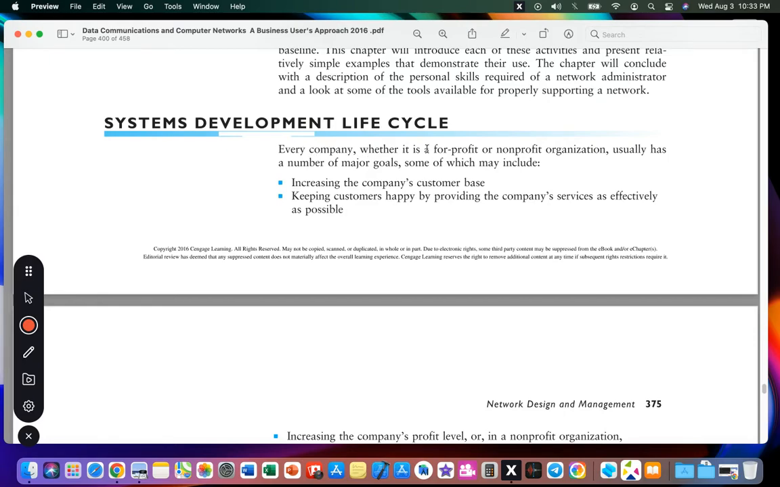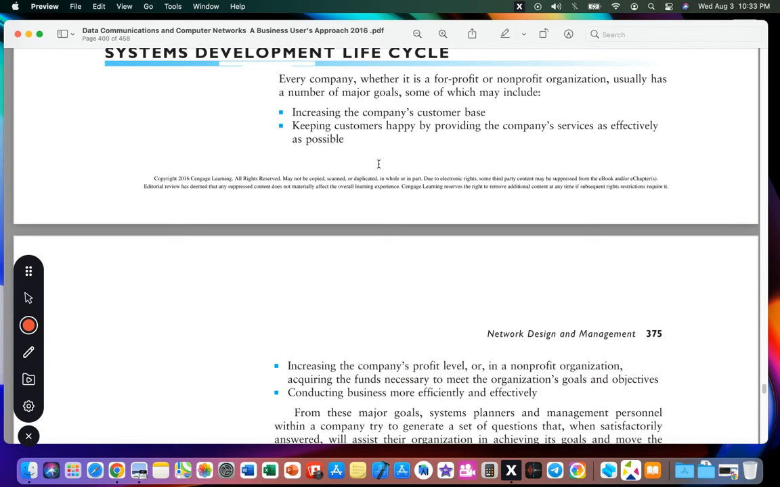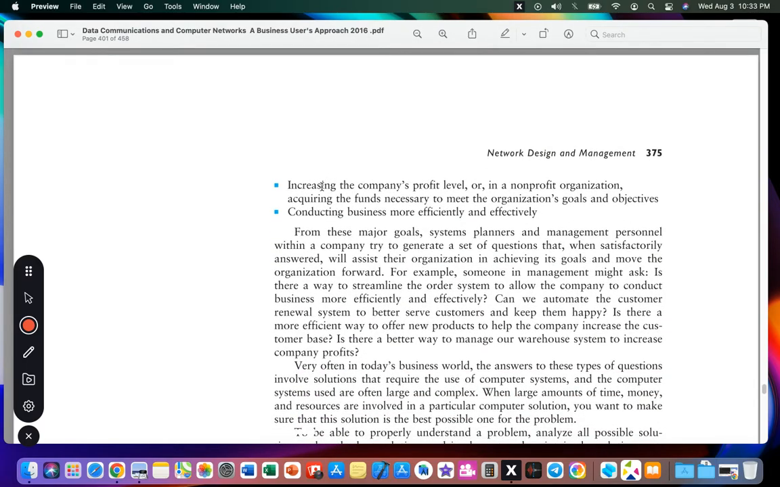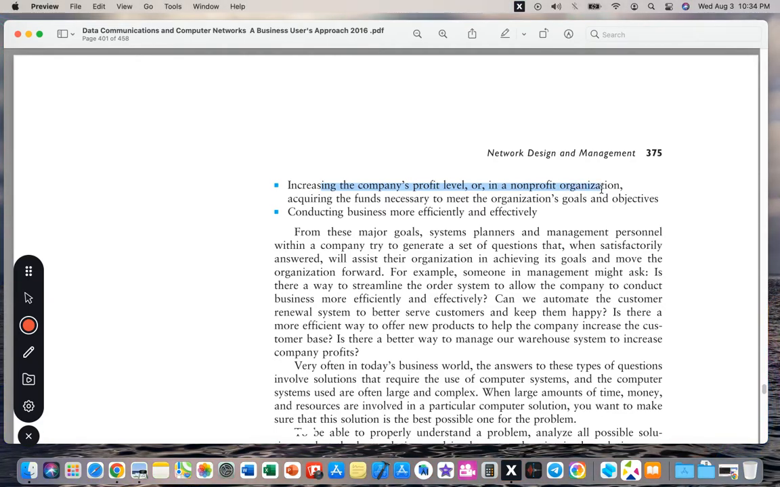Every company, whether it's a for-profit or non-profit organization, usually has a number of major goals. The major goals of each company are increasing the company's customer base, keeping customers happy by providing company services as effectively as possible, increasing the company's profit level, and in a non-profit organization, acquiring the funds necessary to meet the organization's goals and objectives, and finally conducting business more efficiently and effectively.